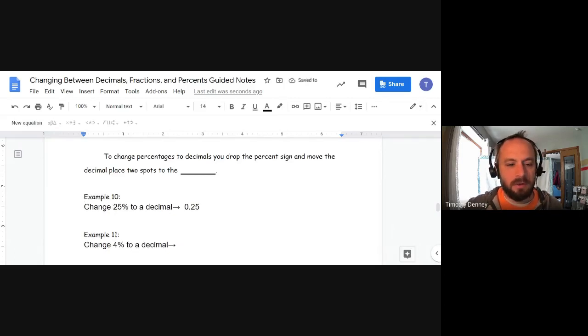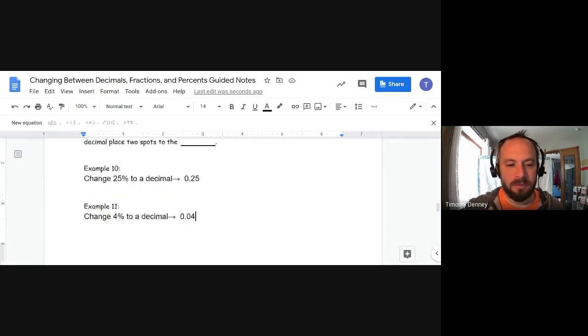All right, so again, the decimal is here. It's just we don't usually show it. We're going to move it 2 spots to the left. Be careful here. It is not 0.4. It is 0.04. So I have to move the decimal place 2 spots to the left.